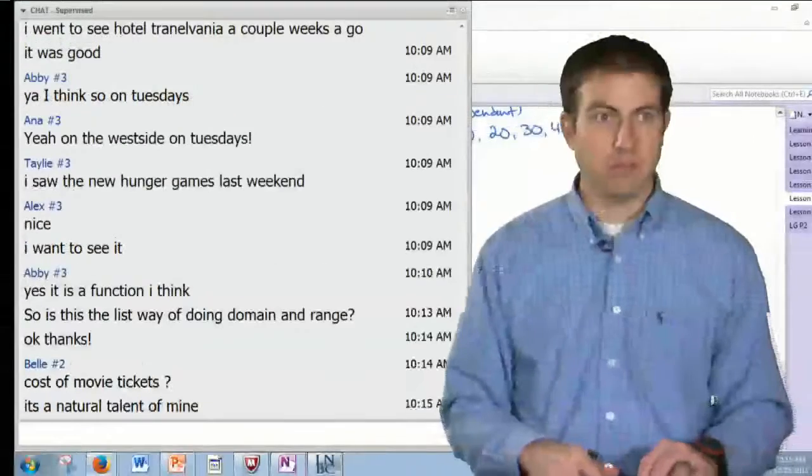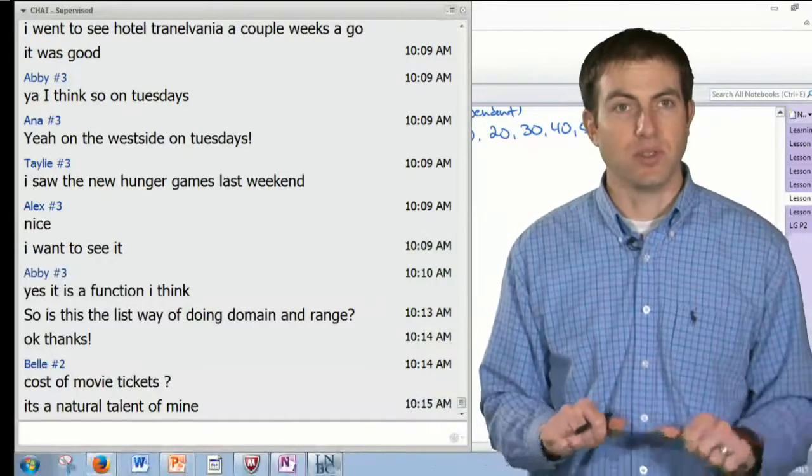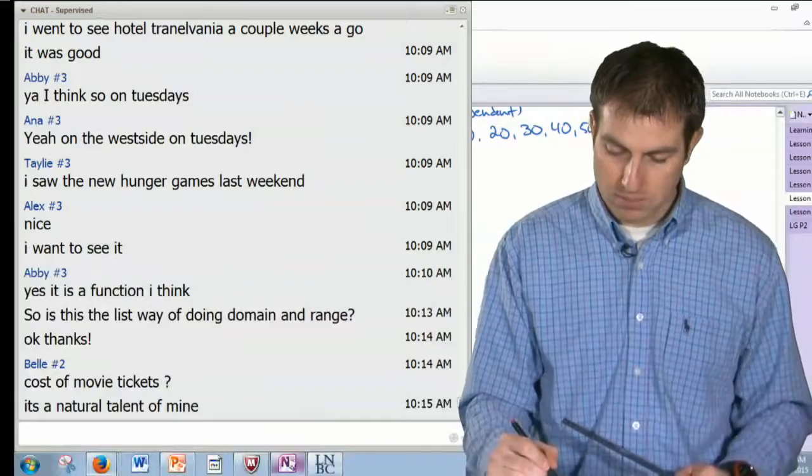You could probably make some money with a talent like that, Belle. You should pursue that as maybe a career option A in your plan A and B.